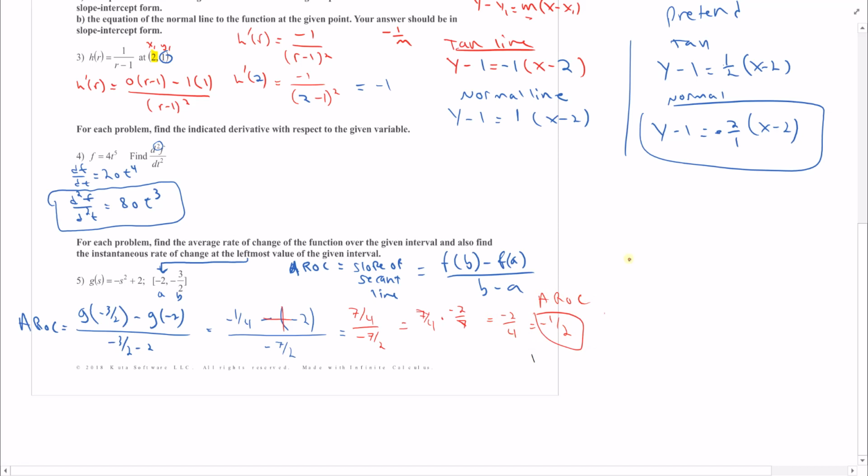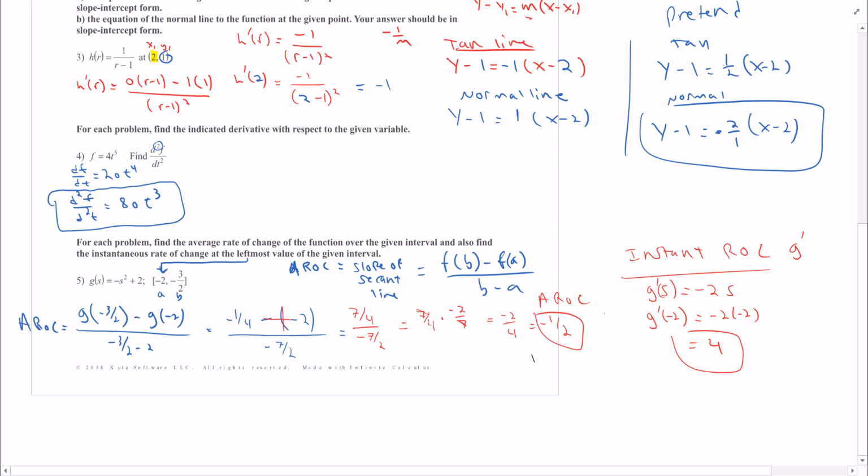Instantaneous rate of change is simply the derivative. So we're going to take the derivative, g prime of s equals negative 2s, and then it wants it at the leftmost, so that's at negative 2, so g prime of negative 2 is going to be negative 2 times negative 2, which is 4. And that's our instantaneous rate of change.